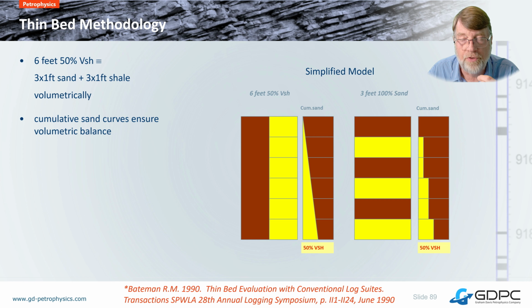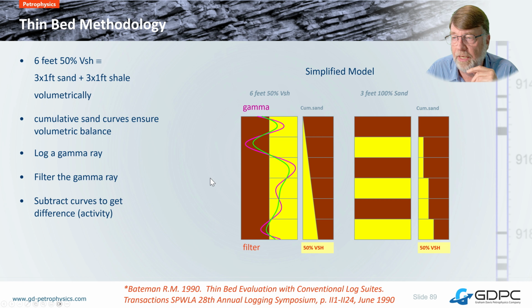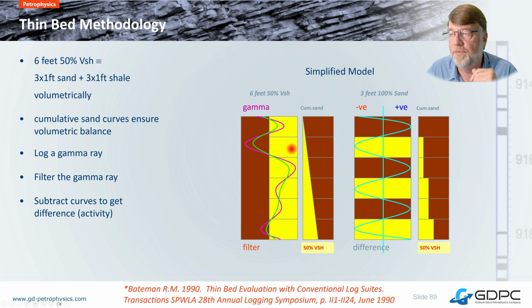So what Bateman came up with, he said, well, okay, what if we log a gamma ray? So let's put a squiggly gamma ray. It's not particularly well drawn. This is a bit diagrammatic. So we log a gamma ray through our rock section, and then we filter that log gamma ray, and then we take the difference between the filter and the log signature.